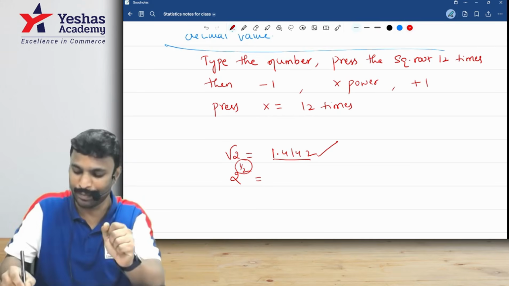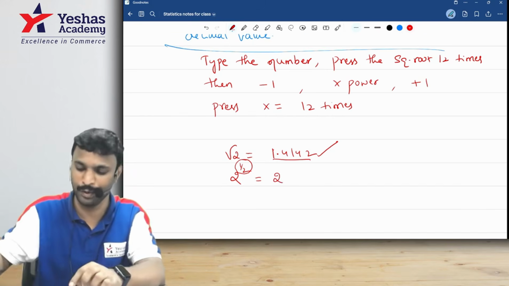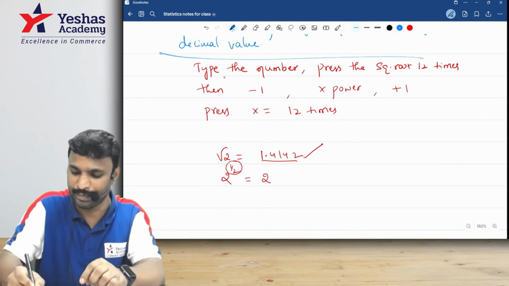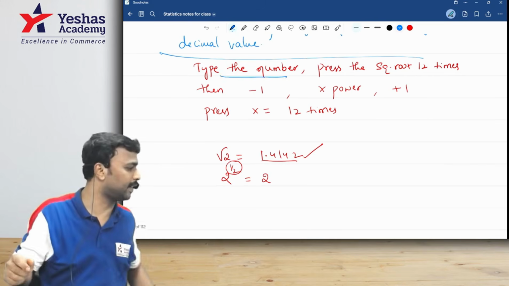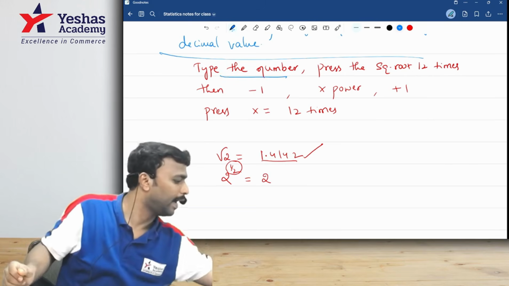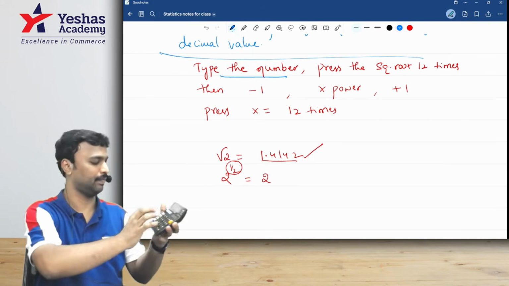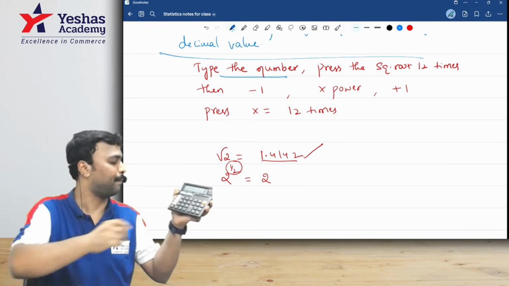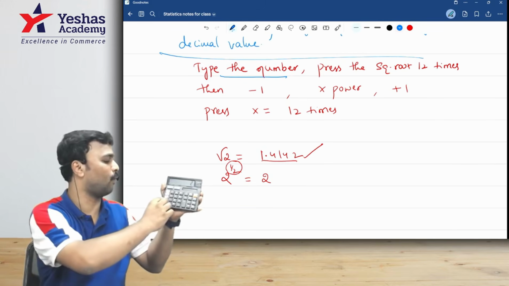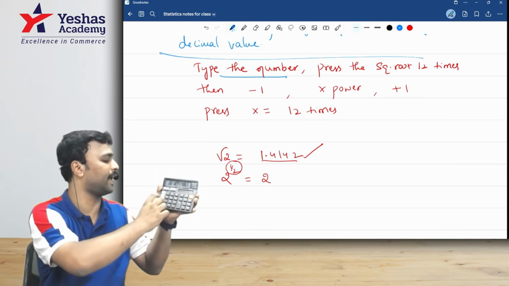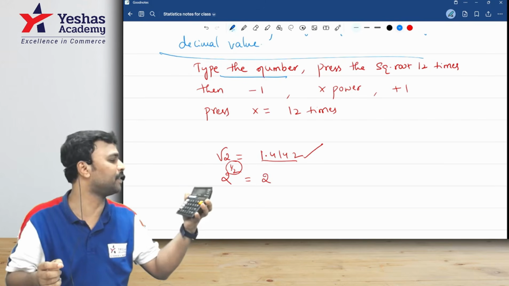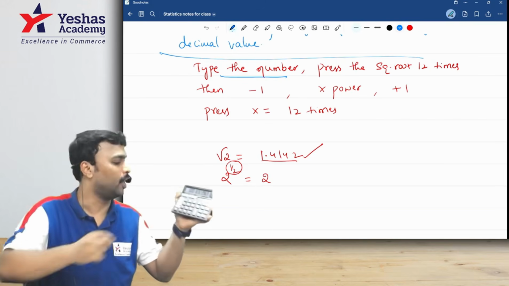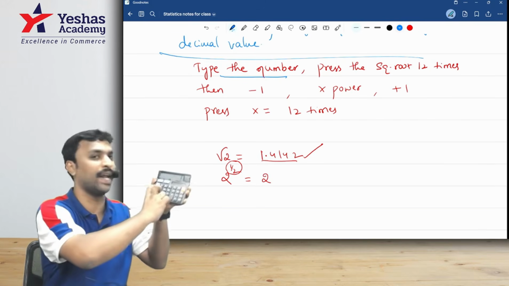What to do? Everybody, type 2. Type the number. Someone give me the calculator, I'll tell you what to do. Press the square root 12 times: 1, 2, 3, 4, 5, 6, 7, 8, 9, 10, 11, 12. Done. It's showing 1.0001692. Correct? Do what? Minus 1.